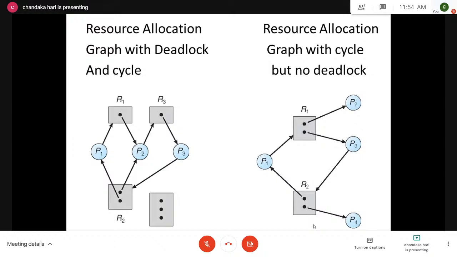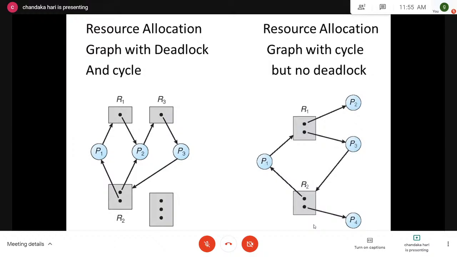That implies a cycle does not guarantee that the system is in deadlock. But if a deadlock has occurred, there is a cycle in the system. But a cycle may not be a deadlock. Now how can you explain this? This happened because there are multiple instances of resources.